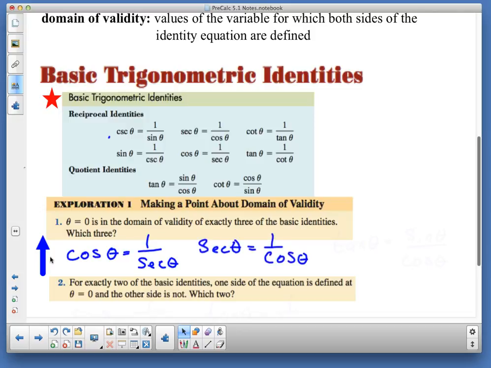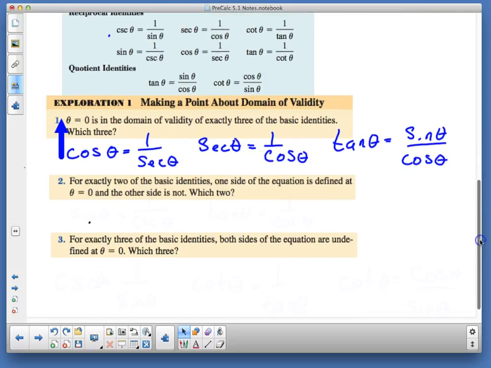But now, when we finish this off, we have to keep in mind that it's also in tangent. As we look through, it works on both sides with tangent, secant theta and cosine theta. Now, for exactly 2 of the basic identities, one side of the equation is defined at theta equals 0, and the other is not. We did that as we went through, and if we remember, it was sine of theta and cosecant theta.